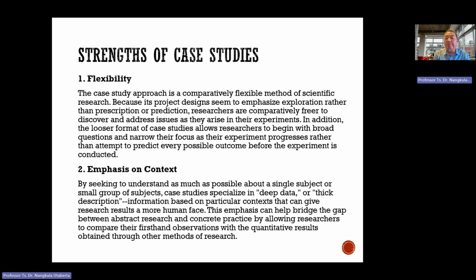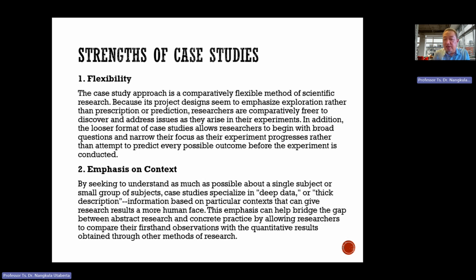Of course, another strength is flexibility. Compared to other methods, especially quantitative research methods, where you have to follow the protocol as strictly as possible, case study offers more flexibility. You can jump between one case and another, and you have the flexibility to manage between those things.